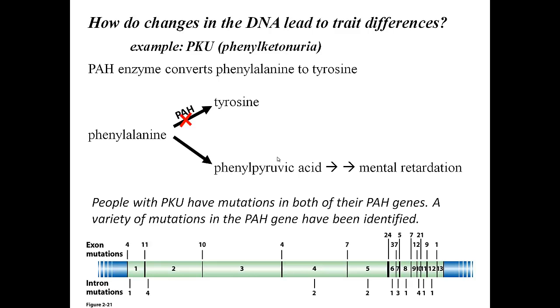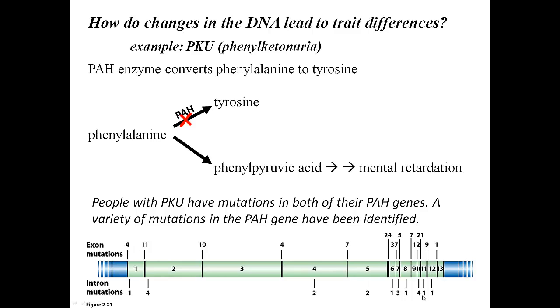Now, individuals who have PKU need to have a mutation in both of their PAH genes. This is a schematic of the PAH gene, and it has a number of exons, which are these little black parts, separated by introns, which are numbered here. In individuals with PKU, a wide variety of different types of mutations have been found. All these positions on the top indicate, in this particular cohort, how many individuals had a mutation in that particular exon.